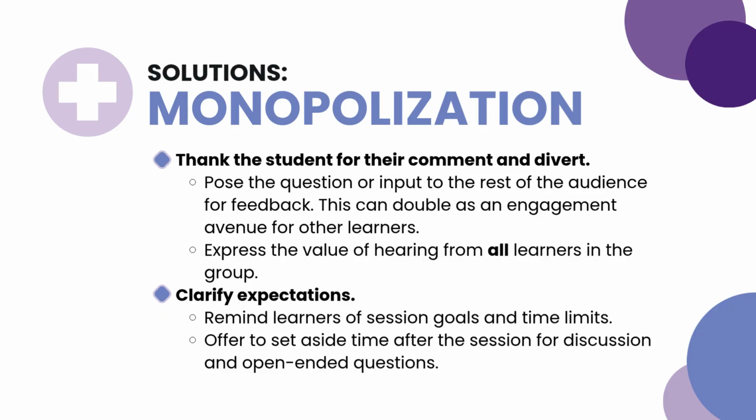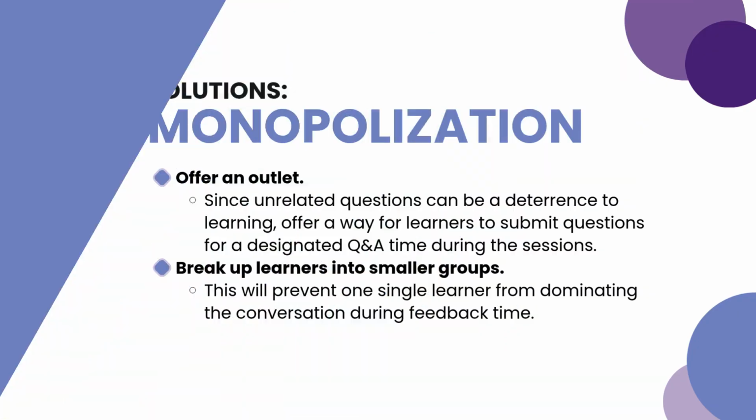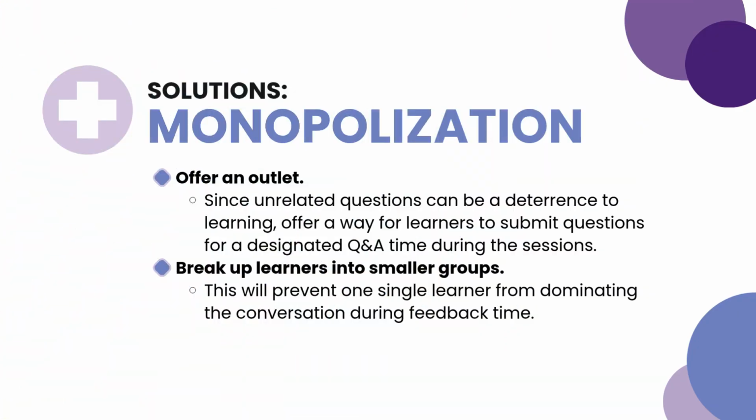Clarify your expectations. Remind learners of session goals and time limits, and offer to set aside time after the session for discussion and open-ended questions. Next, offer an outlet. Unrelated questions can be a deterrence to learning, so offer an outlet for students to submit questions for later review. Break up learners into smaller groups. This will prevent one single learner from dominating the conversation.